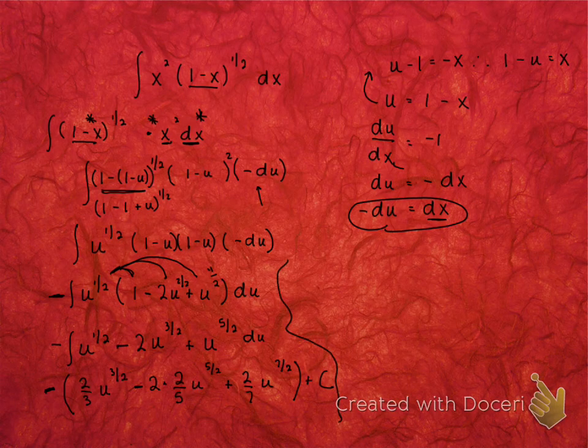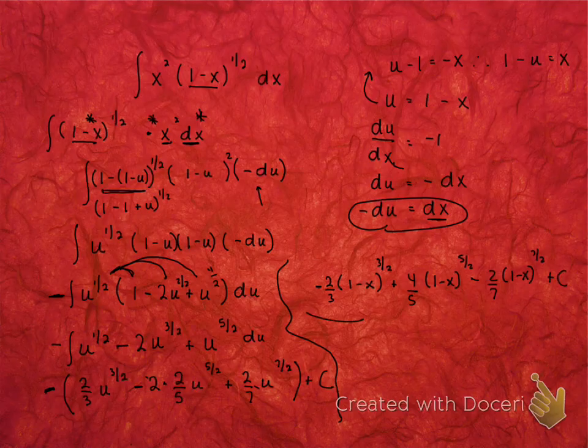So, negative 2/3 1 minus x to the 3/2 plus 4/5 times 1 minus x to the 5/2 minus 2/7 1 minus x to the 7/2 plus c. And that is your antiderivative.